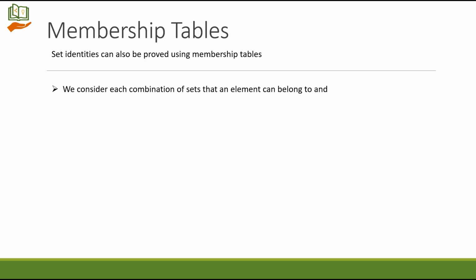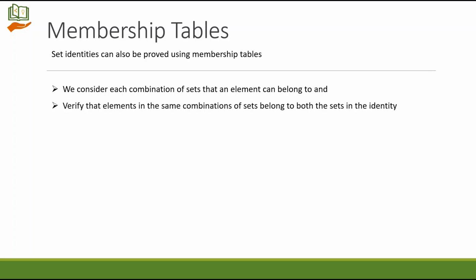Let's now move on to membership tables. Set identities can also be proved using membership tables. So for proving the set identities only, we are introducing this concept of membership tables. But what is the table about? We can consider each combination of sets that an element can belong to and verify that elements in the same combination of sets belong to both the sets in the identity.